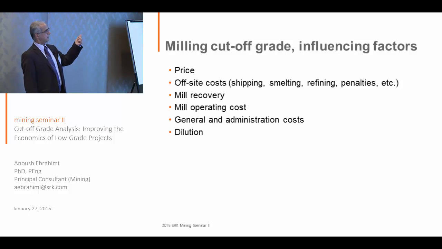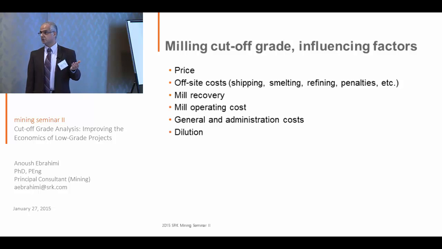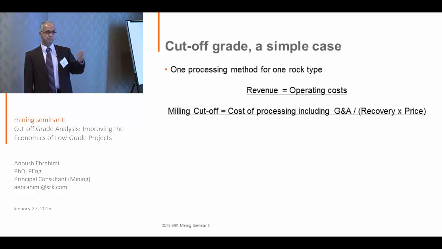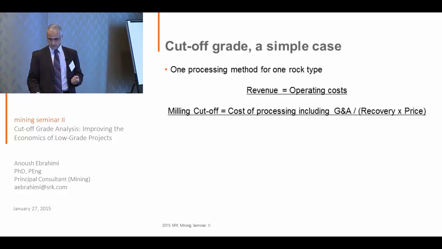For example, for a zinc project I recently did, the offsite cost can be about 50% of the total cost, or very close to 50%. Because, for example, the payable for zinc is about 85%, so 15% you are losing just there. And shipping, smelting, refining costs, and penalties are other things. And mill recovery is another, mill operating costs, general administration costs, dilutions, all of them are important.